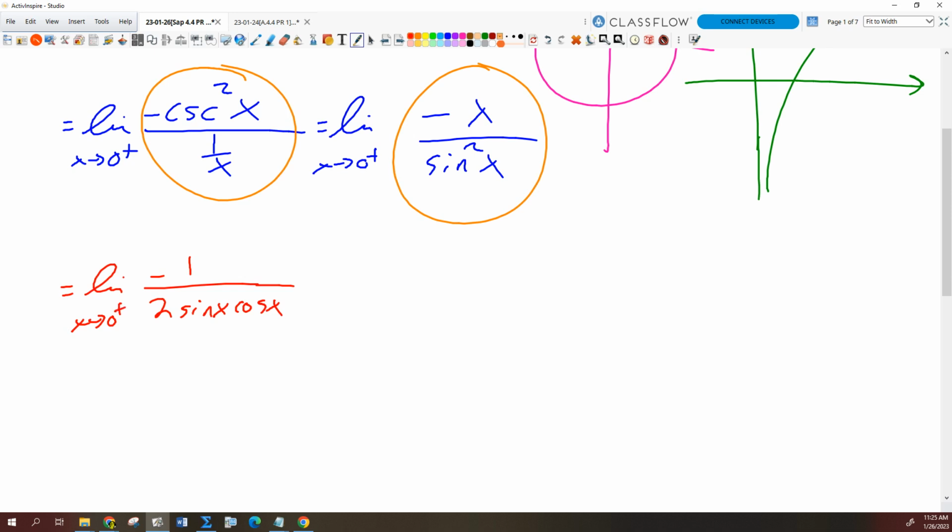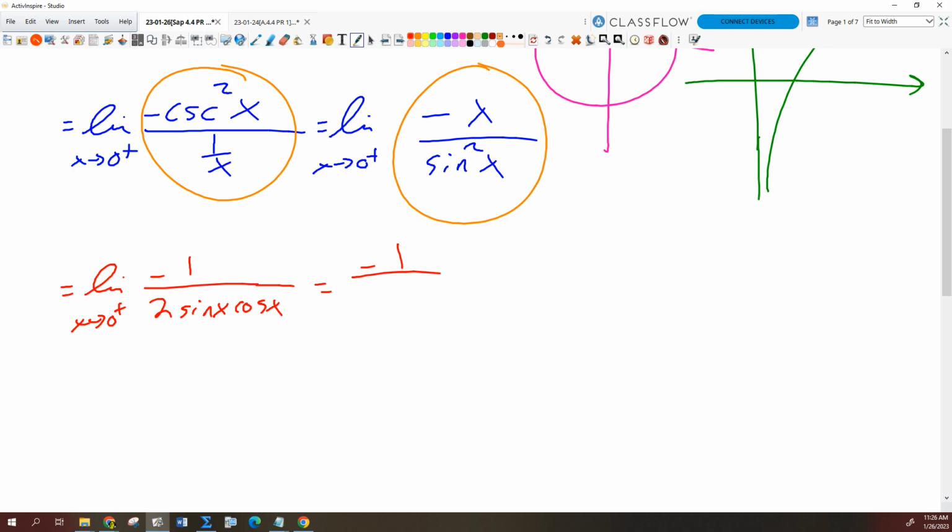Okay, let's see what that gives me now. If I evaluate this at 0 plus, what's that going to give me? I'm going to get -1 on the top. What am I going to get on the bottom? I'm going to get 0, aren't I? Oh, whoops. Thank you. Yeah. Okay. Right. What's that going to give me?